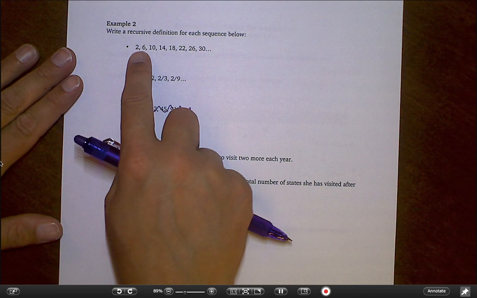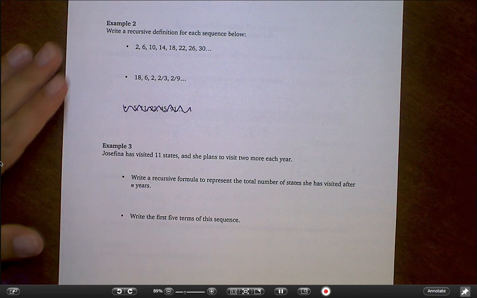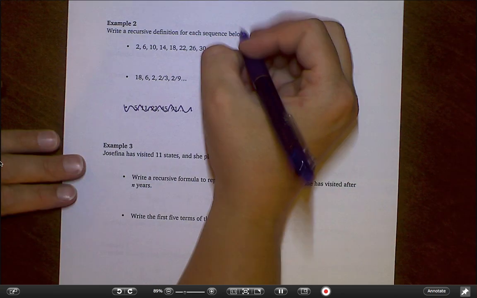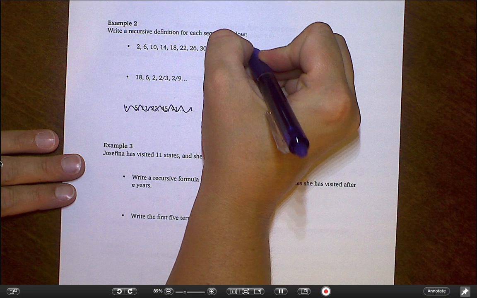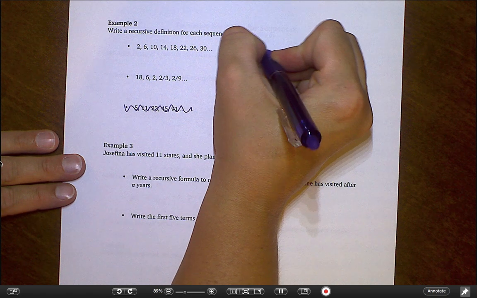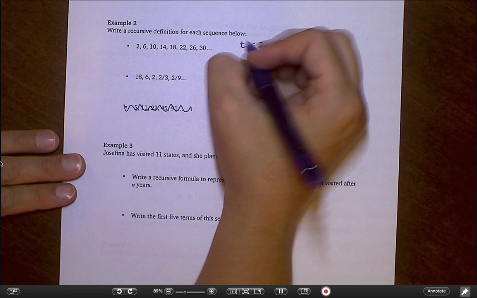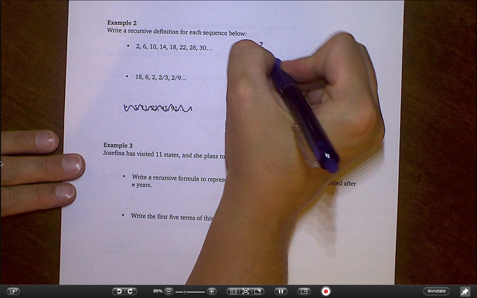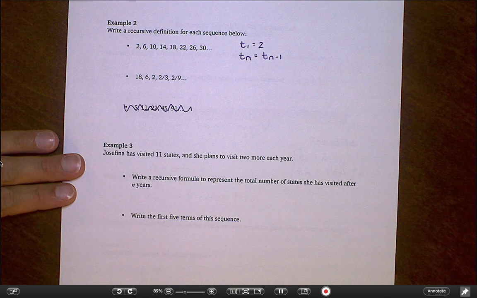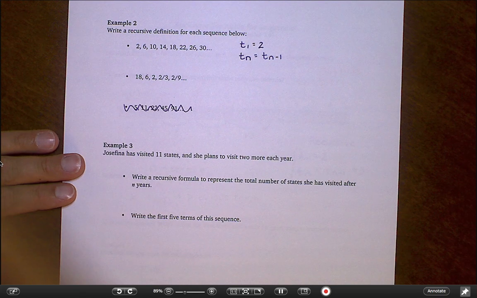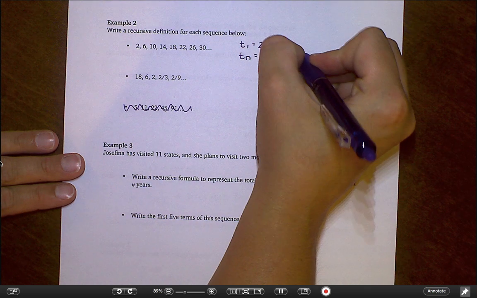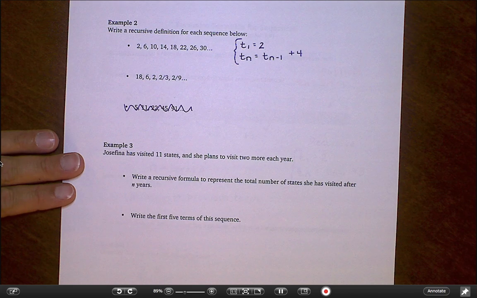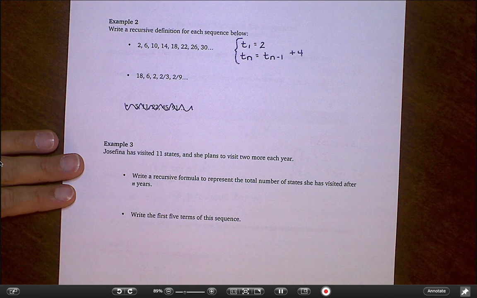So just take a look at this first sequence and see if you can identify what's happening here as I jump from one term to the next. And I'll start by listing my term 1. Term 1 is 2. And then to get to the next term in the sequence, I'm taking the previous term and doing what? Hopefully you caught on that we're adding 4 over and over and over. Okay, that's it. That's all the recursive formula is.